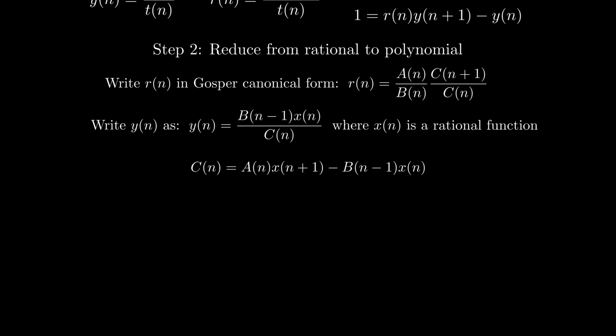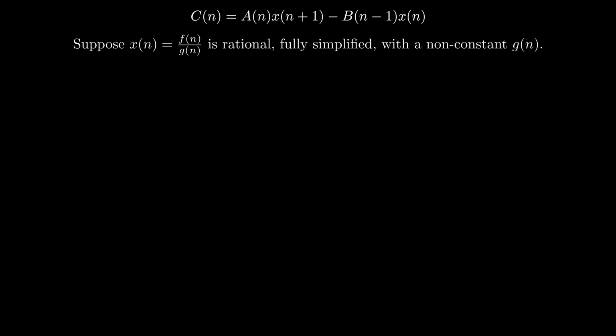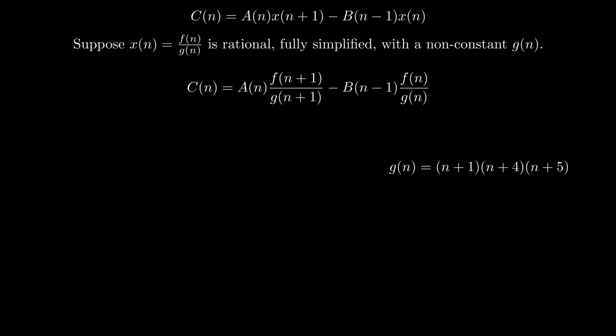We will demonstrate that x of n must be a polynomial by a proof by contradiction. Suppose x of n could really be written as a fully reduced rational expression f of n divided by g of n. Notice that for whatever g of n we write, between g of n and g of n plus 1, we can always find a factor in one but not the other. The lowest factor of g of n can't be in g of n plus 1, and the highest factor in g of n plus 1 can't be in g of n.